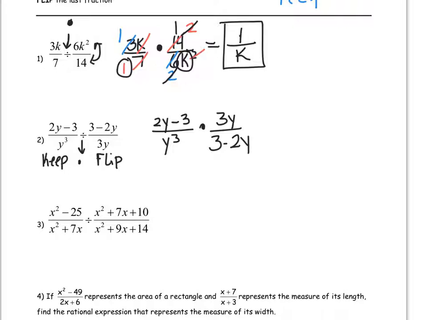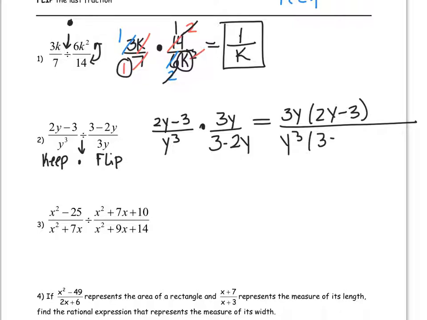Alright, so now we're going to do the same rules that we've learned before. We're going to multiply. So if it helps to write it like with that long fraction bar, we can. So I'm going to write this as 3y times 2y minus 3, and y to the third, 3 minus 2y. So we notice that these two terms right here are very similar. And we actually can divide them, but since they're opposites and subtraction is not commutative, they divide to a -1. And the -1 always goes on top.